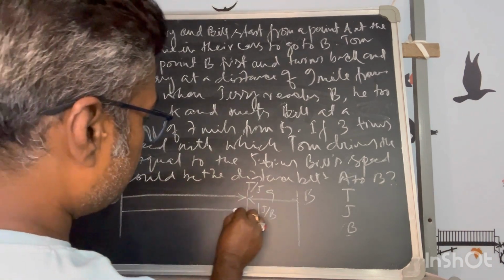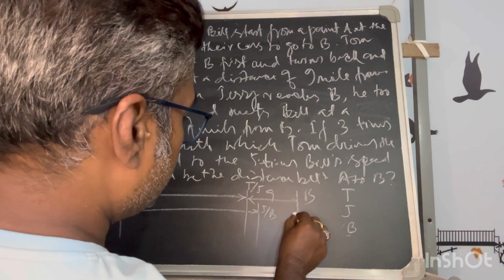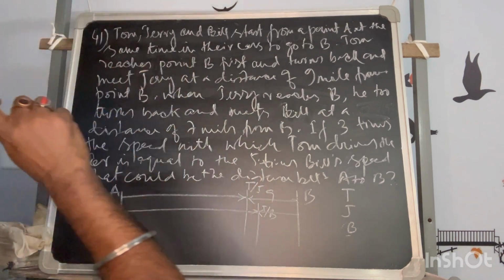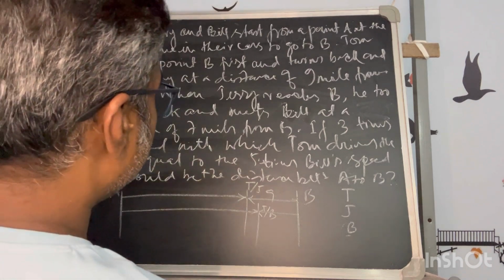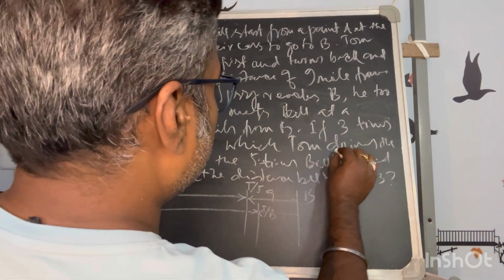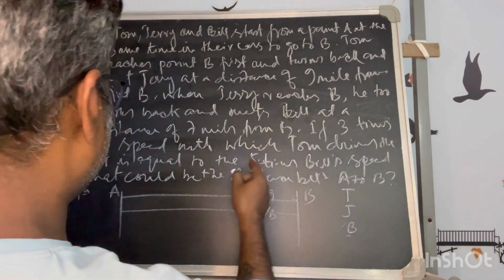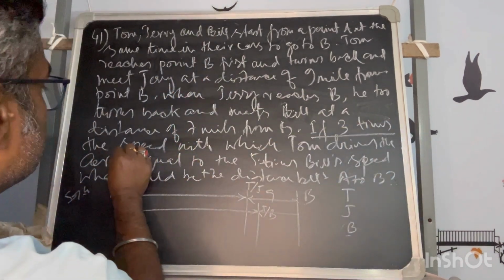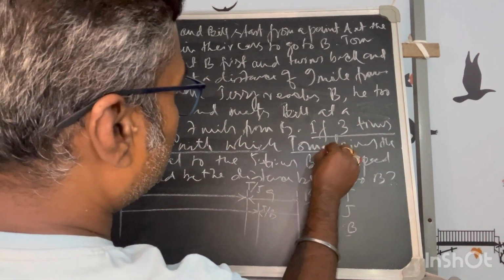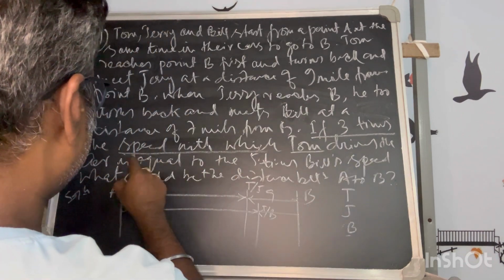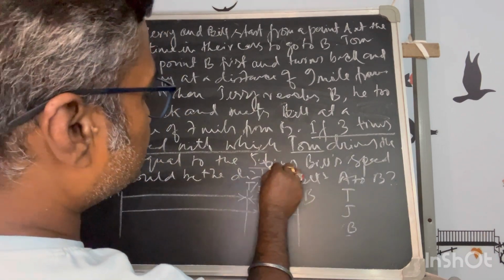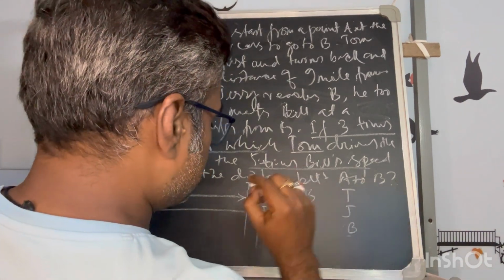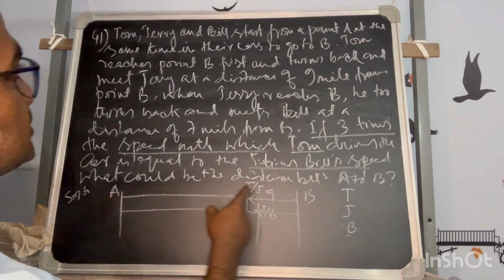In the second case, Bill is in the forward journey and Jerry is in the reverse journey. So these are the two conditions of the race. Another condition is that if 3 times the speed with which Tom drives equals 5 times Bill's speed. So we are assuming the speed is that.